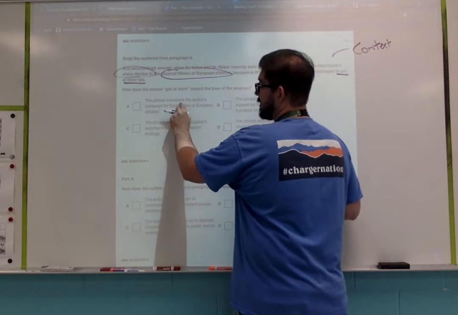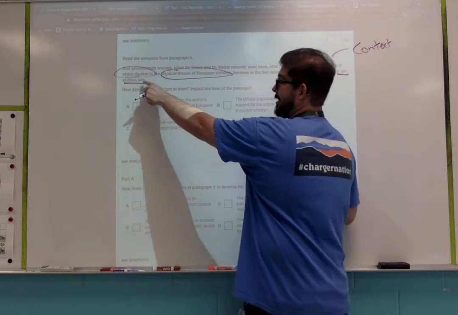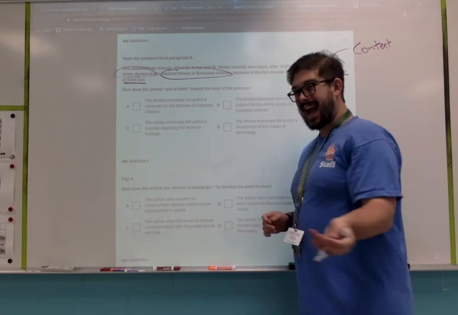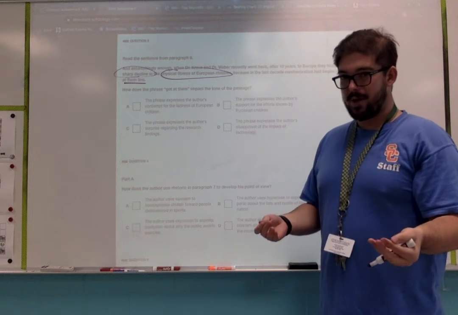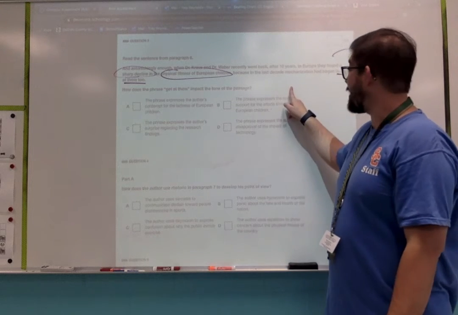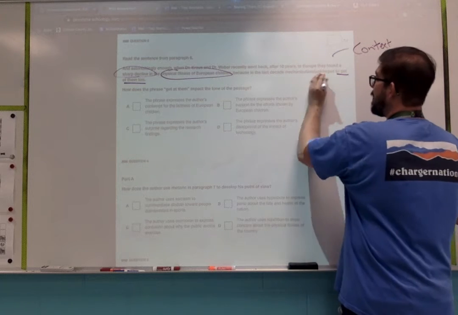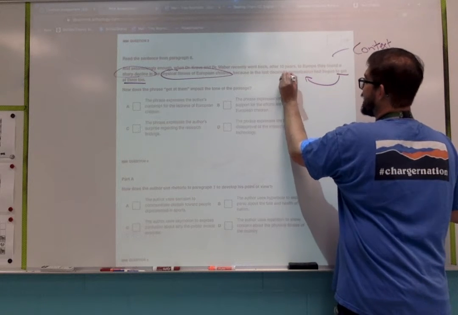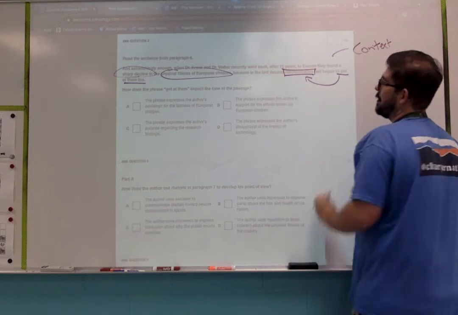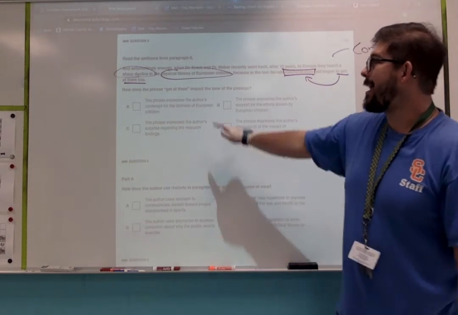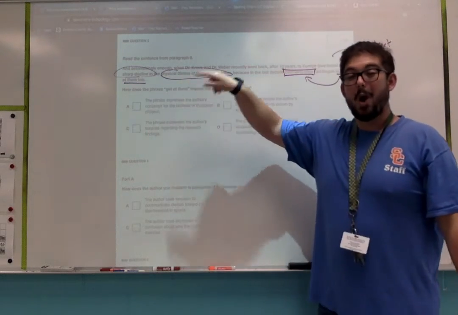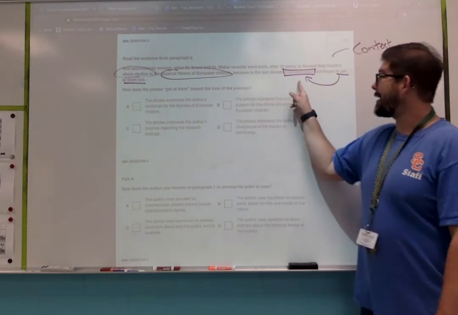The phrase expresses, what's just the phrase expressing? To get at them too. What got at them? What's he talking about in the sentence? We see it right here. Because in the last decade, what got at them? Mechanization. That's what got at them. Not the sharp decline of physical fitness. What got at them was the mechanization.